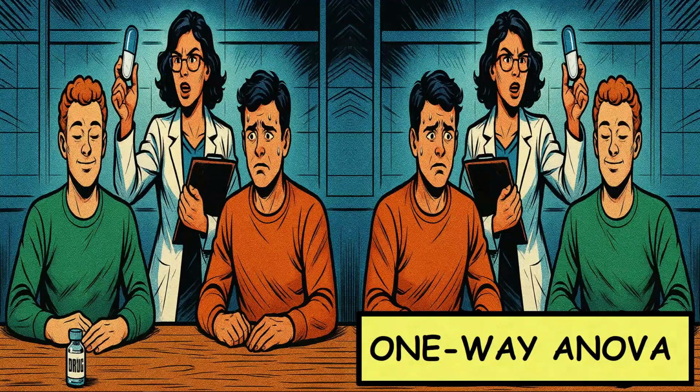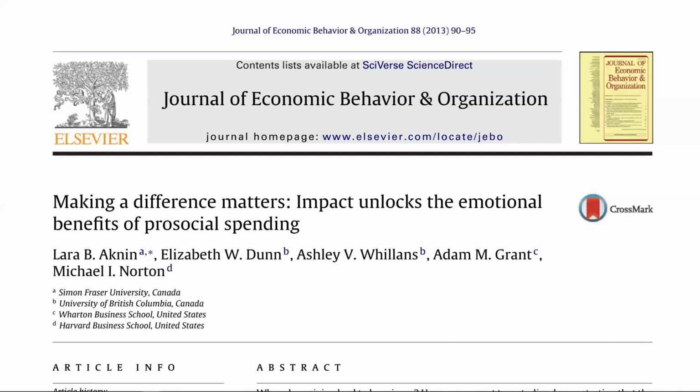And that's what we refer to when we refer to a one-way ANOVA. All right, so what are we going to do to introduce this one-way ANOVA? What we're going to do is we're going to take a look at a very interesting study by Aknin et al. called Making a Difference Matters: Impact Unlocks the Emotional Benefits of Prosocial Spending. So we're going to take a look at a very clean experiment that asks a very simple question: when does spending money on others actually make us happier?